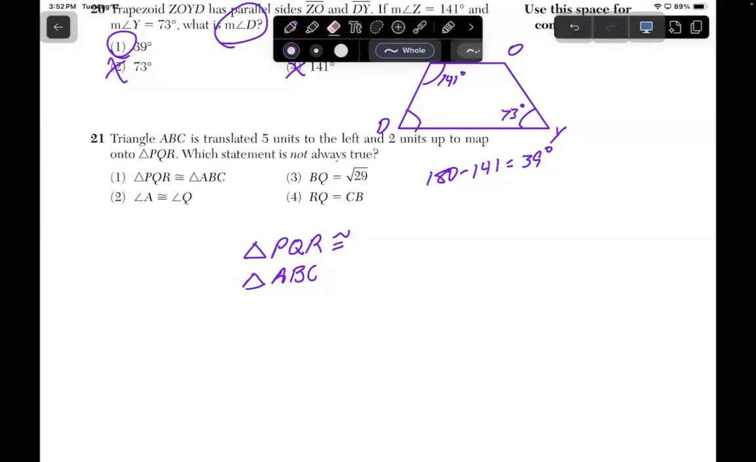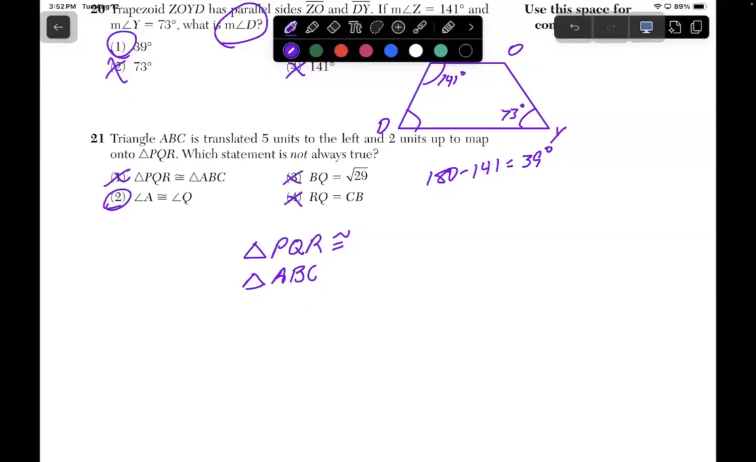We want the one that's not true. Is RQ congruent to CB? Well, yeah, look at this. RQ, that's congruent to CB. So that one's out. PQR is congruent to ABC. That is definitely true. It's a rigid motion. Is A congruent to Q? No, it's got to be this one. This one is not true, and here's why.